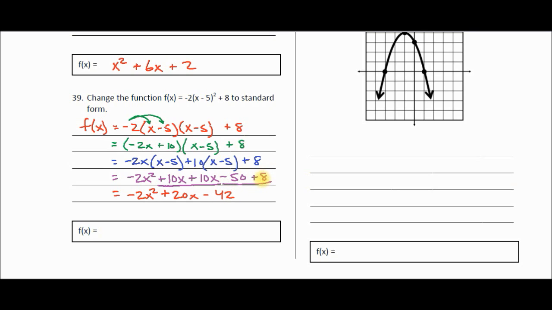Please do not do that in your head. Most of you struggle with negative numbers in your head. Put that in your calculator. Negative 50 plus 8, and you will get negative 42. So our final answer is negative 2x squared plus 20x minus 42. We'll continue on with question number 40 and 41 on the next video.